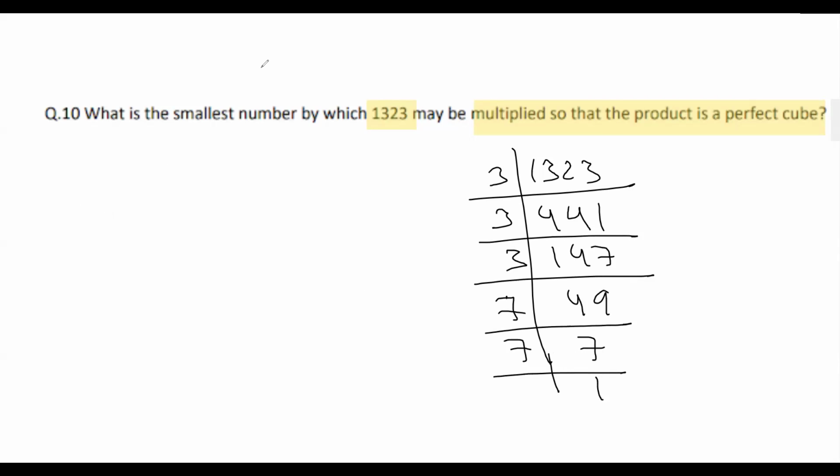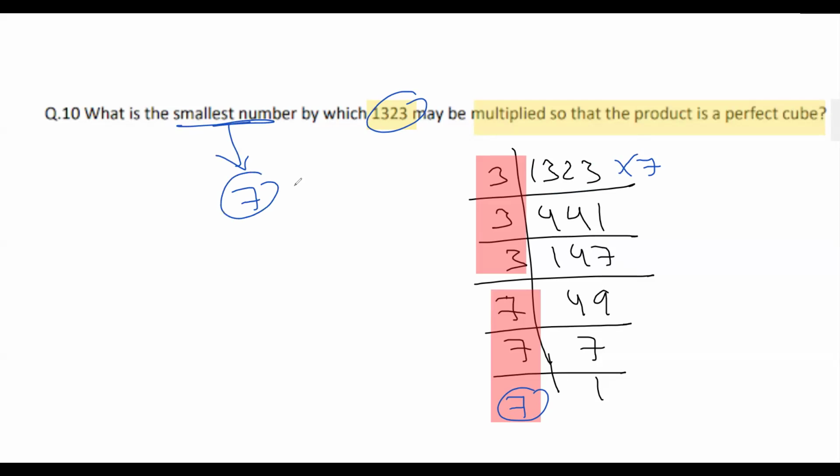So if you write it, you can see we have a triplet of 3, but we do not have a triplet of 7. We need one additional 7 here. We need one more 7. So multiplying by 7 over here is the same as multiplying by 7 over here. So we'll say that 7 is the smallest number with which this should be multiplied so as to make a perfect cube.